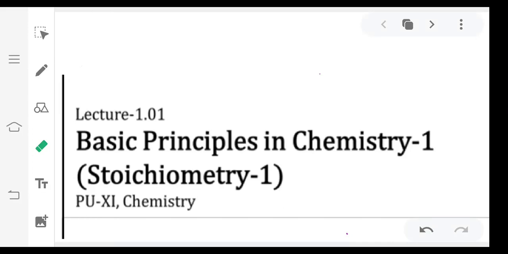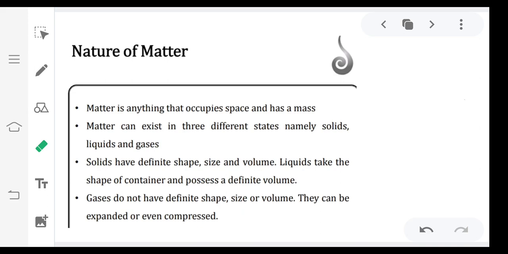Today we will discuss basic concepts of chemistry. So this is the first lesson from the NCERT textbook, volume 1. The first topic is the nature of matter.